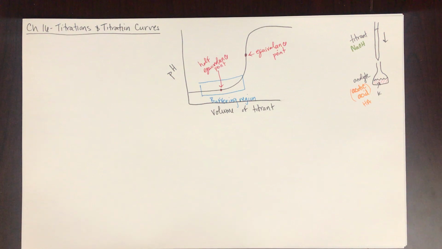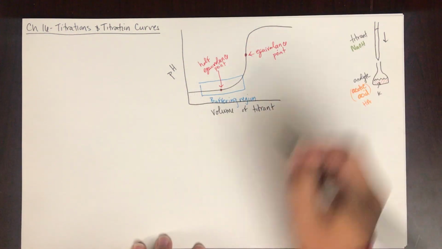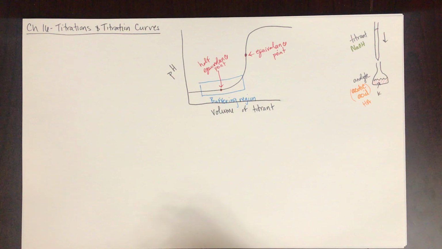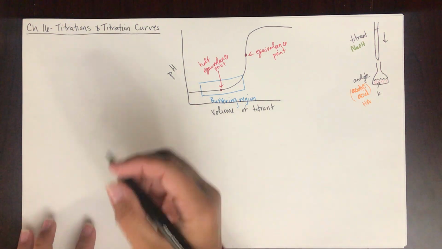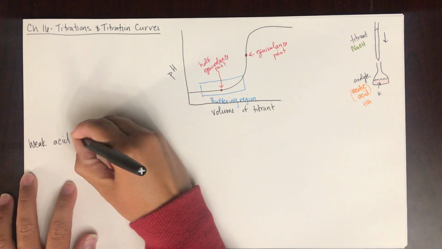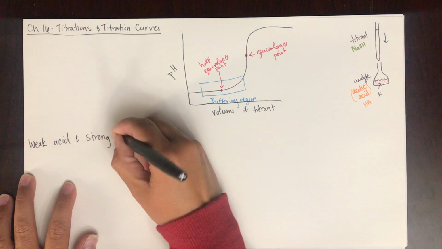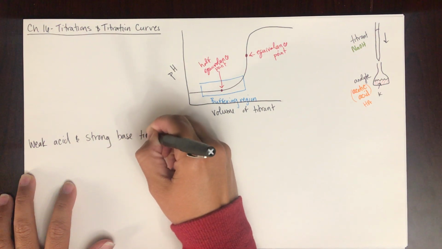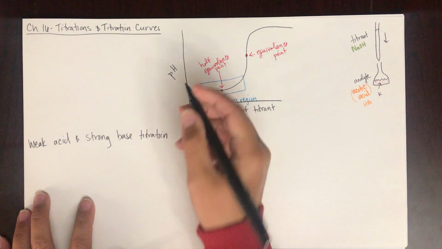So we're going to be doing a calculation of a weak acid and a strong base titration problem, and then we are going to draw our own titration curve. So this video is just to introduce what titrations are and what titration curves tell us, and then we're going to do a 5-step problem calculating the following. So we're going to do a weak acid and strong base titration.